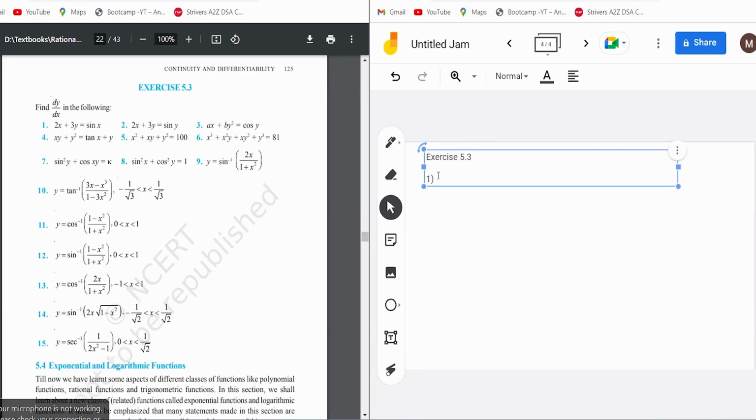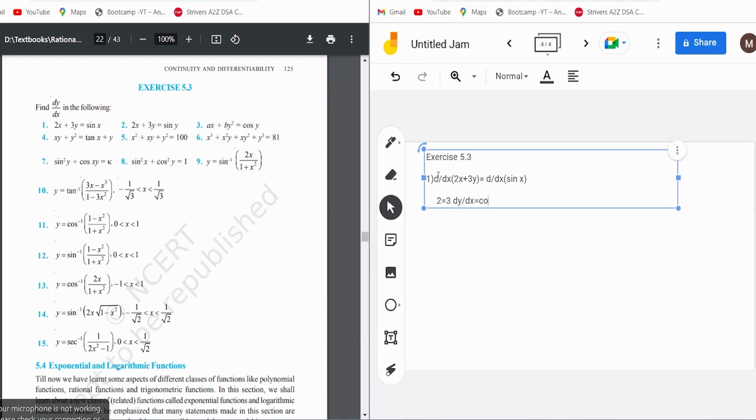Okay, so let's start. Again, I'm saying this is an implicit function. So to differentiate an implicit function, we will take differentiation both sides. So do it like this: d by dx of 2x plus 3y equal to d by dx of sin x. Simple. So from here, what you will get? We will get d by dx of 2x plus 3y, so it would be 2, because differentiation of 2x is 2, plus 3 times dy by dx, because differentiation of y would be dy by dx, equal to d by dx of sin x is cos x.